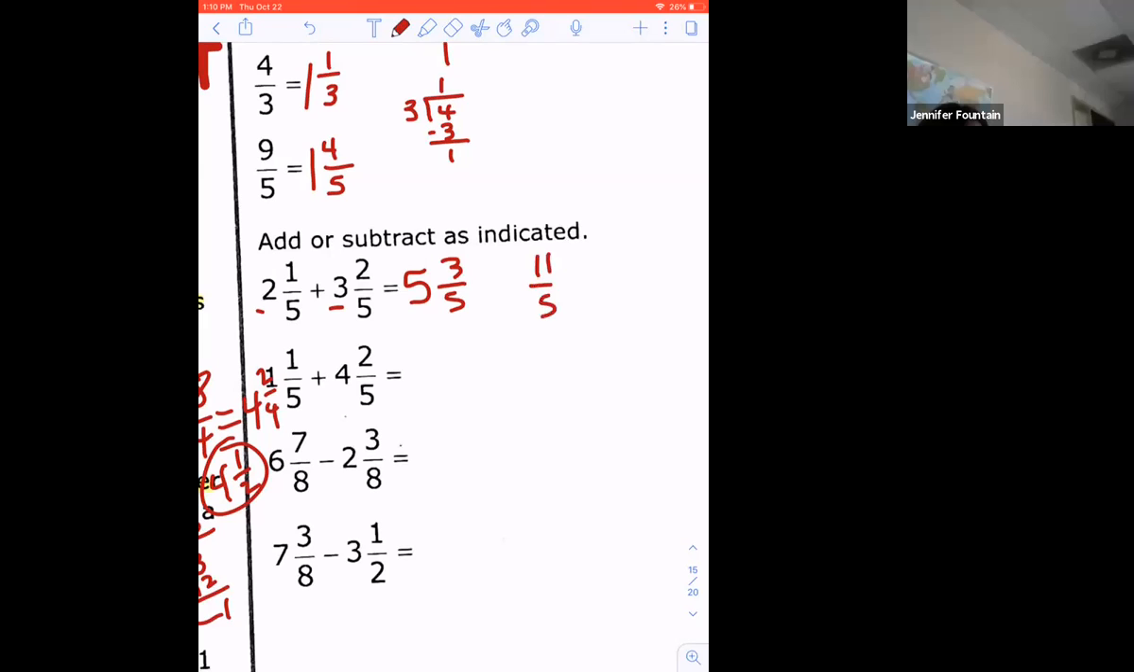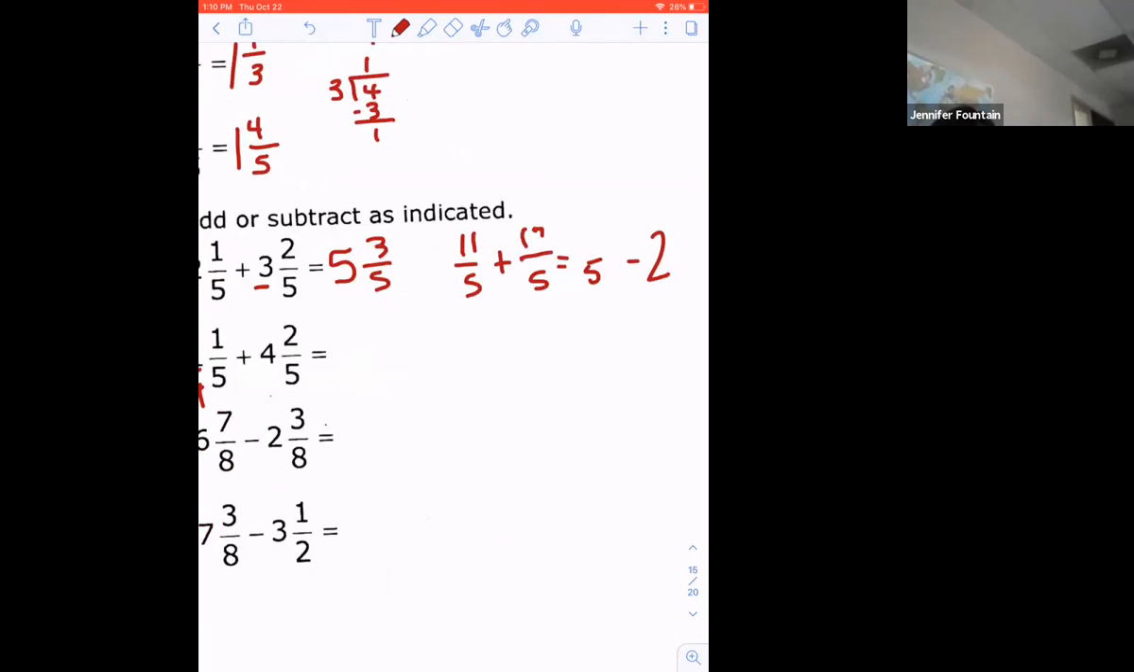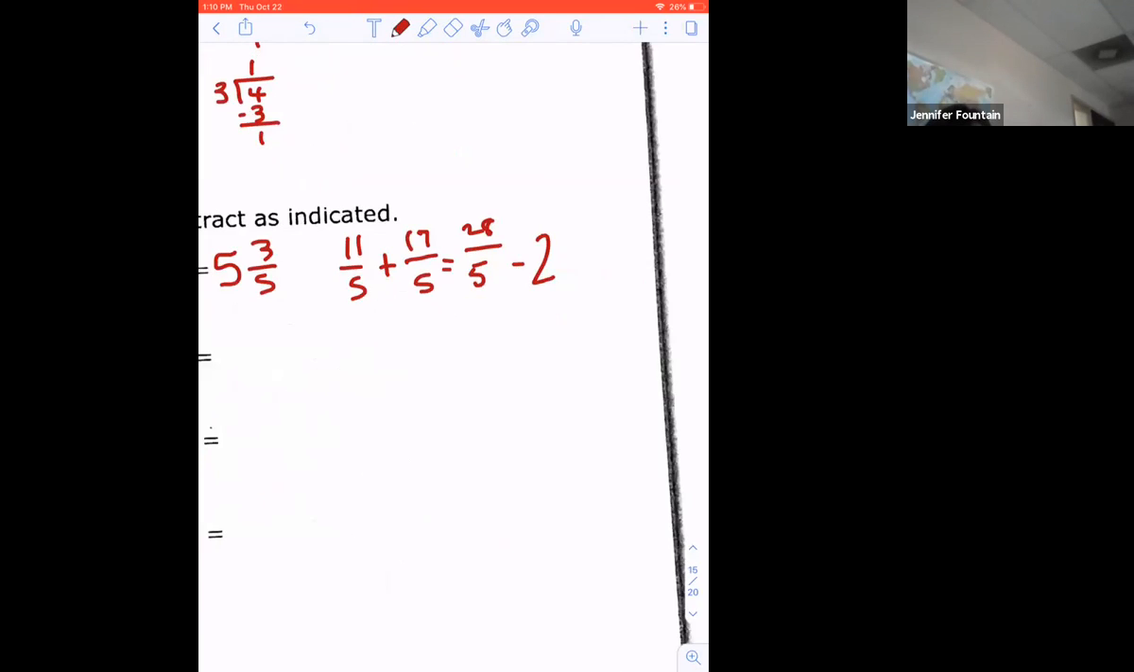Hold on. There we go. That's 28. So 5 will go into 28. Okay, start over. 5 will go into 28 5 times. 5 times 5 is 25. So 28 minus 25 is 3, so 5 3/5.